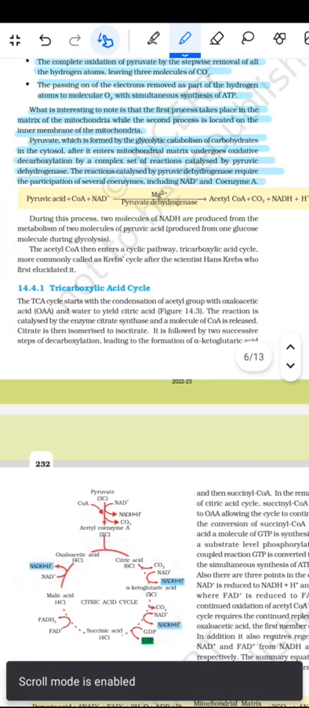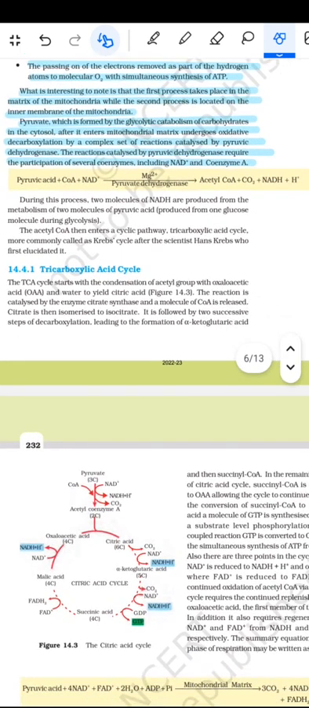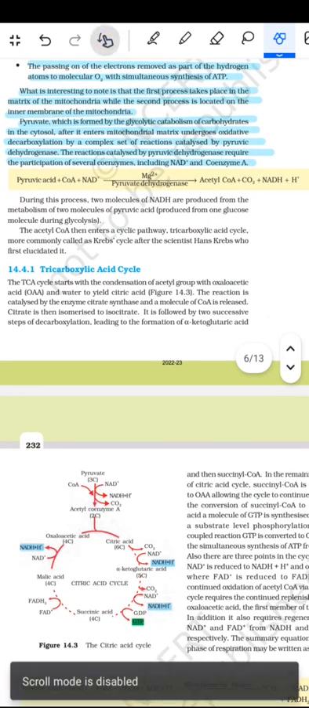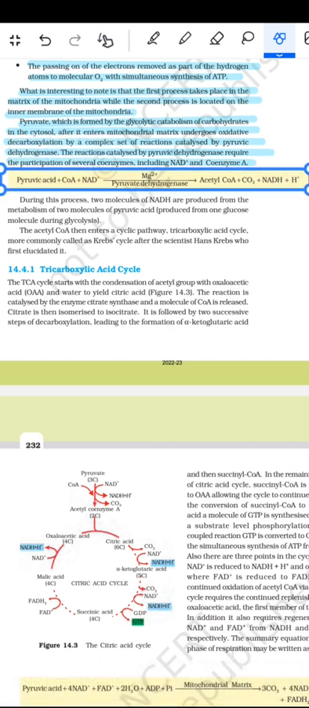A. तो इसमें क्या हुआ कि पायरुविक एसिड प्लस कोएंजाइम ए है और उसमें NAD+ मिला है, तो मैग्नीशियम आयन के प्रेजेंस में और पायरुवेट डिहाइड्रोजनेज के प्रेजेंस में एसिटाइल CoA प्लस CO2 प्लस NADH प्लस H+ बनता है. और during this process, 2 molecules of the NADH are produced from the metabolism of the 2 molecules of the pyruvic acid produced from the glucose molecule during the glycolysis.